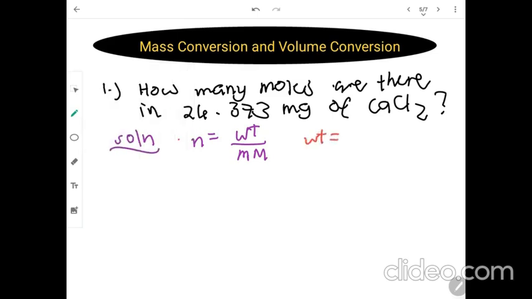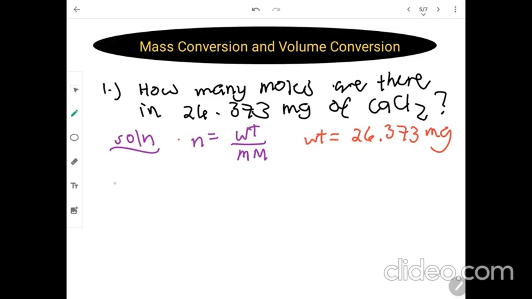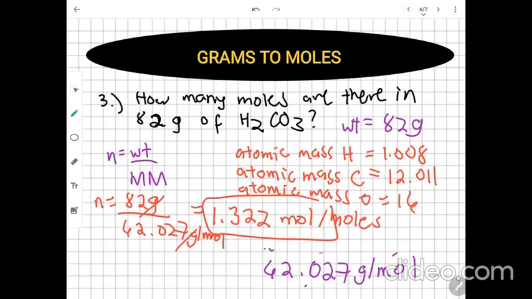Okay, from our problem, we have a given. Our given weight from our problem is 26.373, but the unit here is milligrams. So the first thing that we need to do here is to convert this into grams. Okay, and then we have here the molar mass of CaCl2. First, let's get the molar mass of CaCl2. So your Ca, let's have here your Ca.